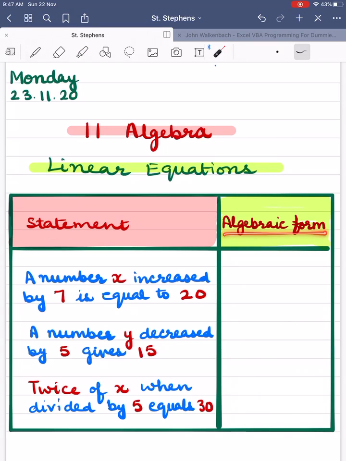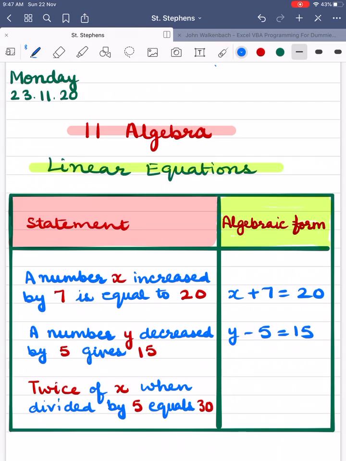A number x increased by 7 is equal to 20. So here 7 is added to x and it is equal to 20. A number y decreased by 5 gives 15. So here 5 is subtracted from y and it is equal to 15. Twice of x when divided by 5 equals 30. Now twice of x means 2x, divided by 5 means 2x upon 5 is equal to 30.